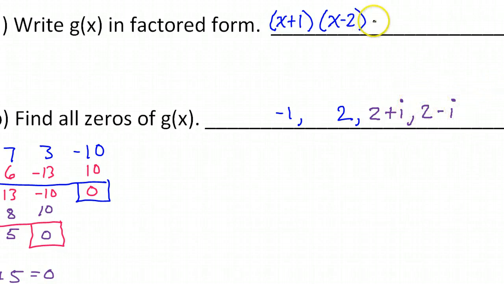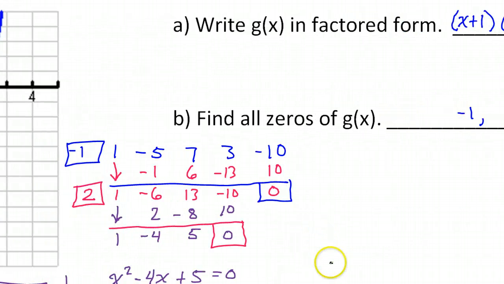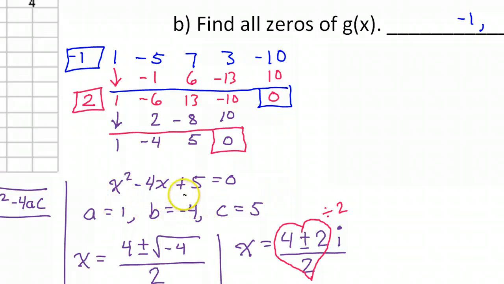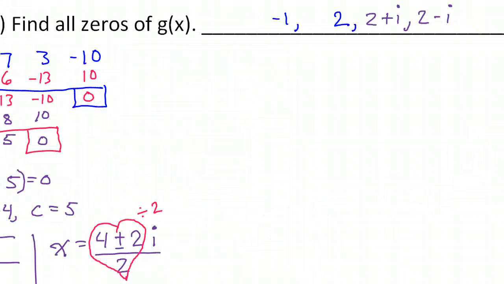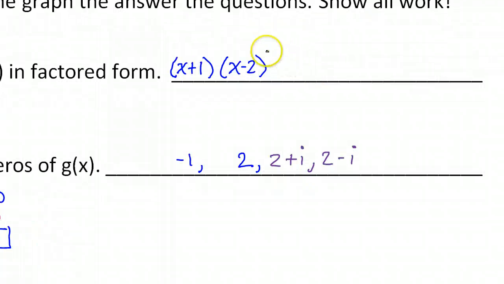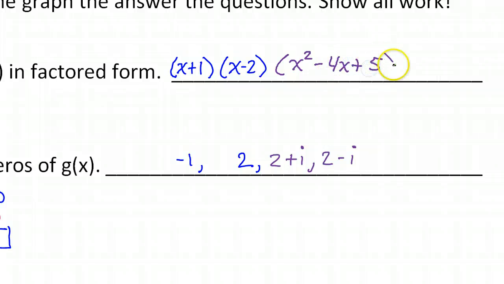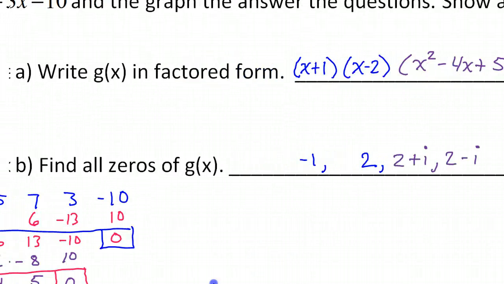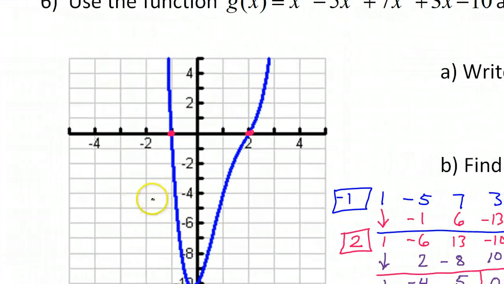Now, what about the remaining factor or factors that correspond to these zeros that we just found? Well, as soon as we had this trinomial that turned out to be unfactorable, this trinomial is the rest of the factored form. So we just need to copy this down. x squared minus 4x plus 5 will be the rest of the factored form. Okay, so that is it for problem number 6.